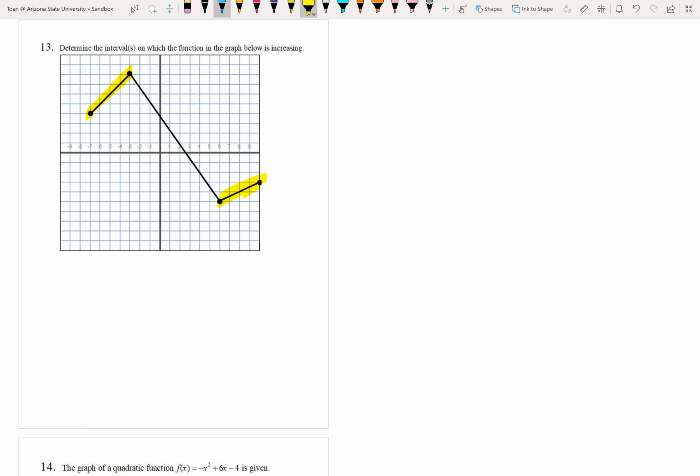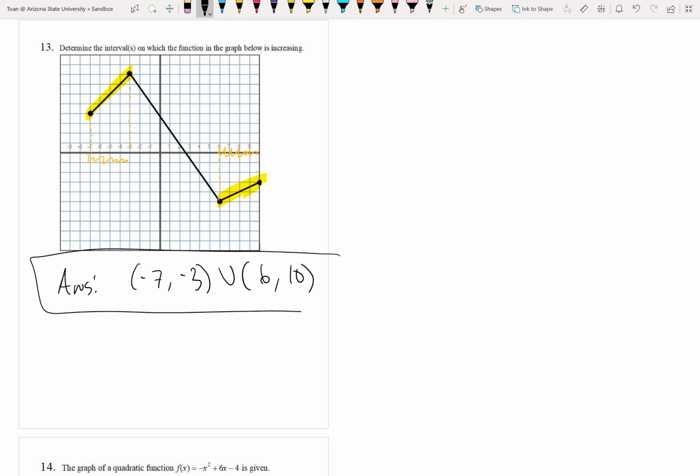Now, intervals of increase and decrease are always the x values. So the answer should have been these x values and these x values. So hopefully it's very easy to see. I mean, the answer is just you read it. There's no math involved, really. The answer is from -7 to -3, union 6 to 10. And remember, intervals of increase and decrease will always use open parentheses, never closed brackets.